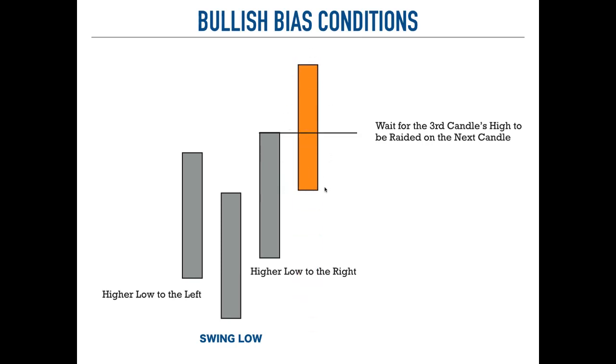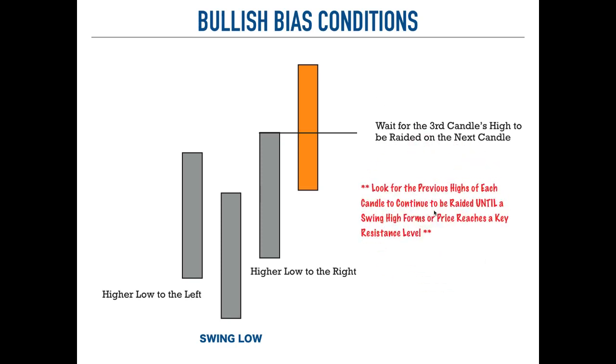Okay, so the fourth candle, once it trades through this candle's high, that gives us our bullish bias condition, okay, and on that day, we can look to be a bull, and buy the market at that price, okay, and look for bullish conditions, and we will be looking for the previous highs of each candle to continue to be traded through, okay, higher and higher until we reach a key resistance level or we start to make a new swing high.